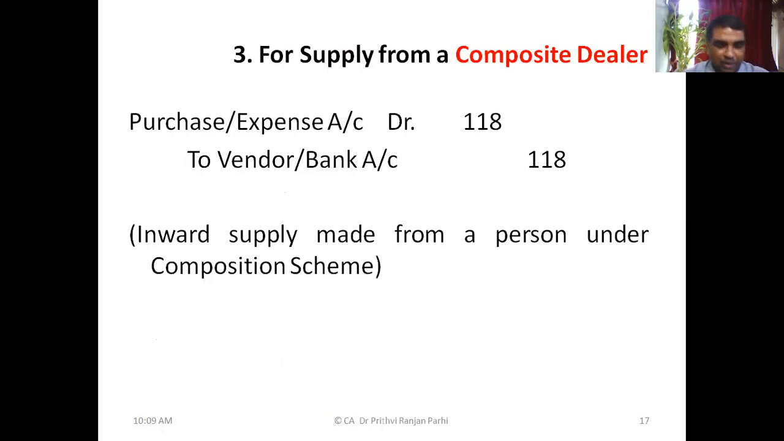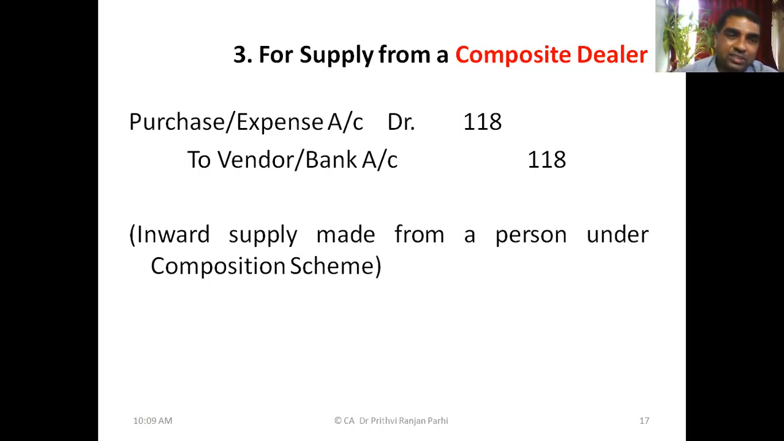Okay. Now, supply from a composite dealer. You know, when a composite dealer gives you an invoice, it is not a tax invoice. It is basically a bill of supply. A composite dealer is also not supposed to collect GST from you. He is not authorized to collect GST from you. So whatever bill of supply he gives, that entire amount is your cost. You cannot take any ITC out of this.